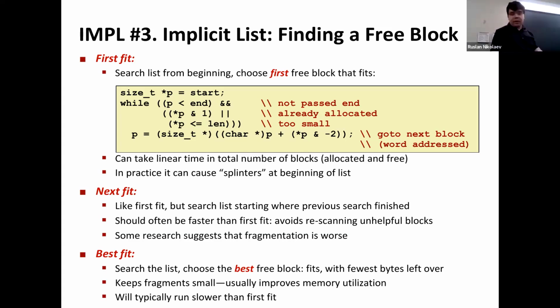Okay, so we have the beginning of the heap. We skip the unused portion, that's our pointer P. So now this one points to the header. If I dereference P, and remember that P is a size_t star, so it's an array of words, then P is going to be this header size.